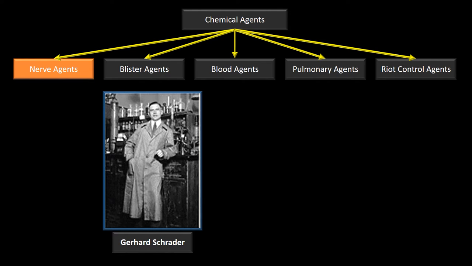This was at the time when Nazi Germany was coming into power. They got wind of this, and they used him to develop weapons along with some other scientists. But Gerhard Schrader is the father of the nerve agents.